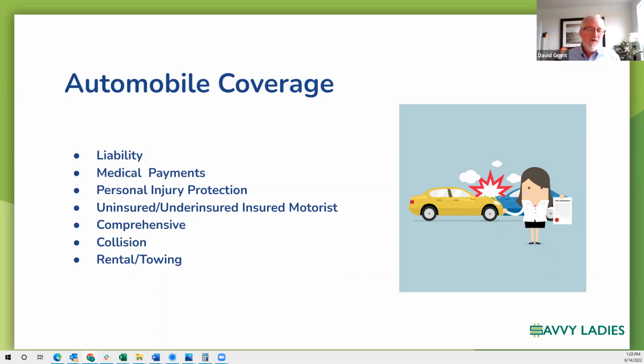So on an automobile policy, there are going to be 5, 6, 7 different kinds of coverages. Liability insurance is what I'm talking about here, where we pay for bodily injury and property damage to others because of our negligence. Just like the homeowner's policy, if you end up being sued, we will hire an attorney to defend you.